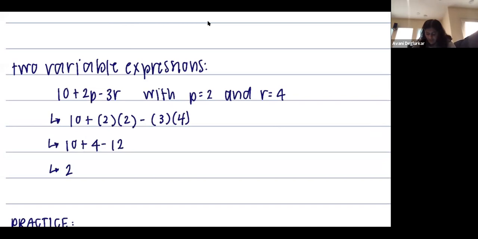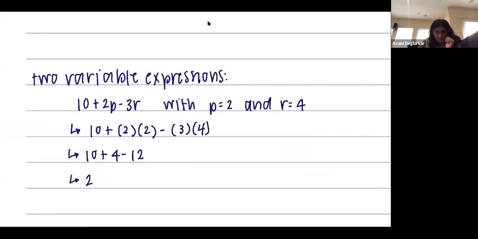So how would we evaluate that? We would plug in the values for p and r, and then multiply those out and add the 3 together. So you see right here, we plugged in the value that we were given for p up here, and here we plugged in the value that we were given for r from right here.